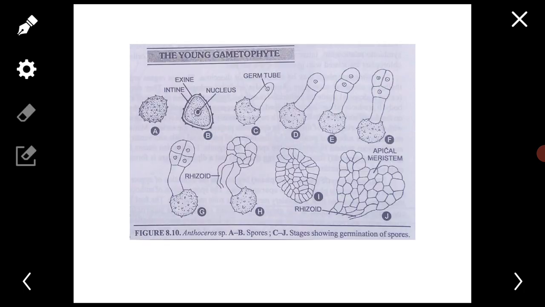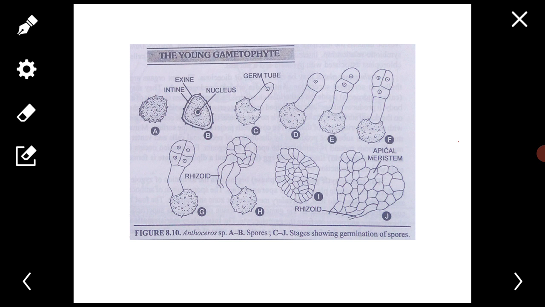Next, go to the spores. That is the young gametophyte. The haploid spore is the first cell of gametophytic generation. It is tetrahedral in shape. The wall of spore is two-layered. Outer is exine or exospore and inner intine or endospore.